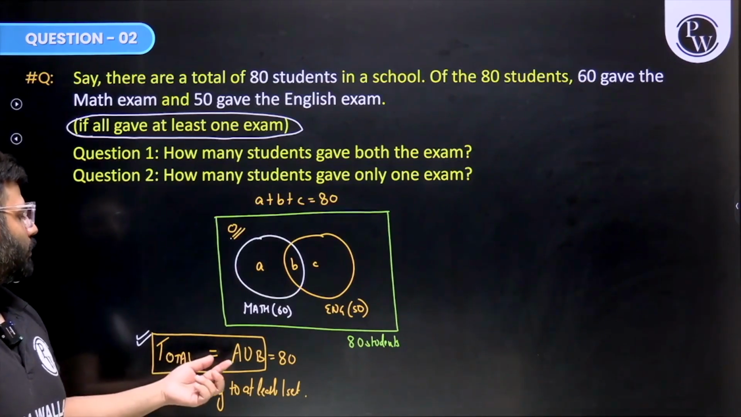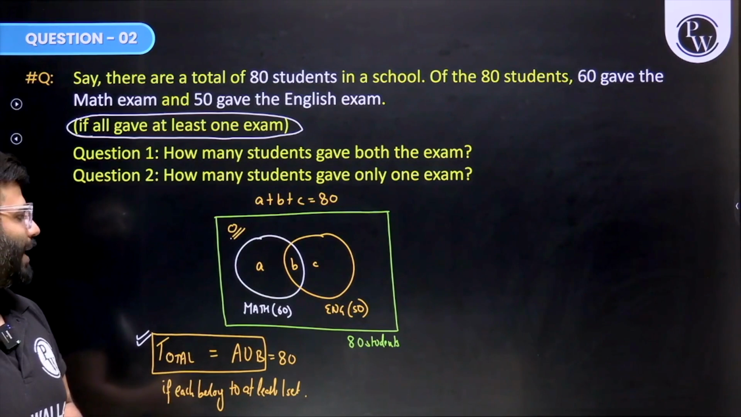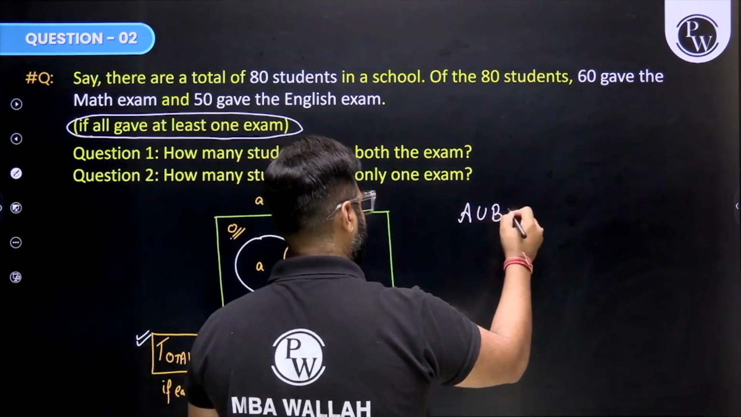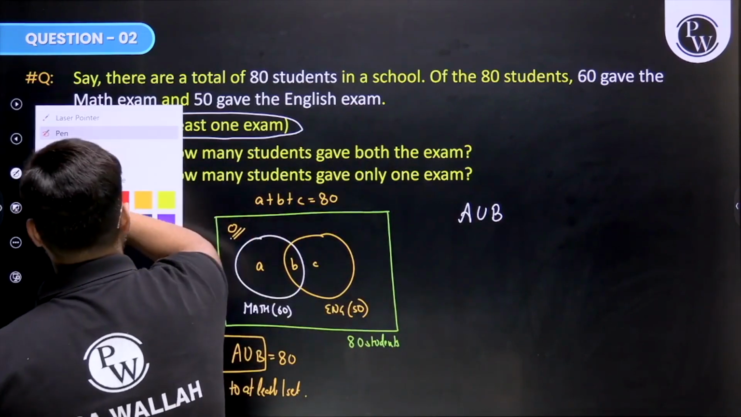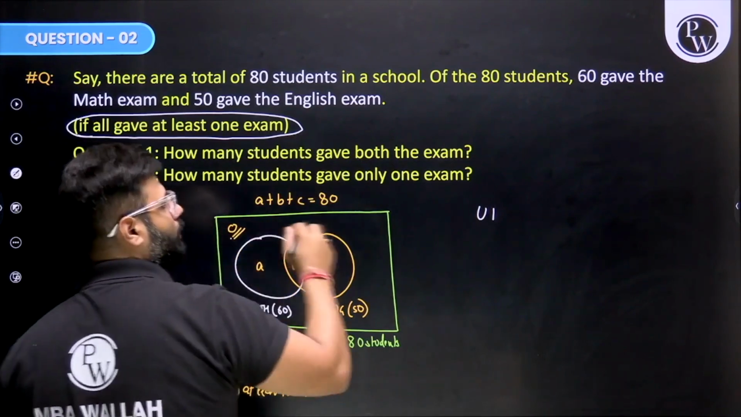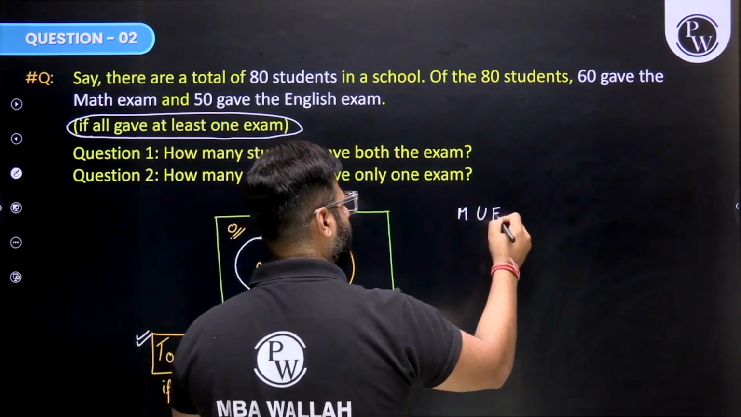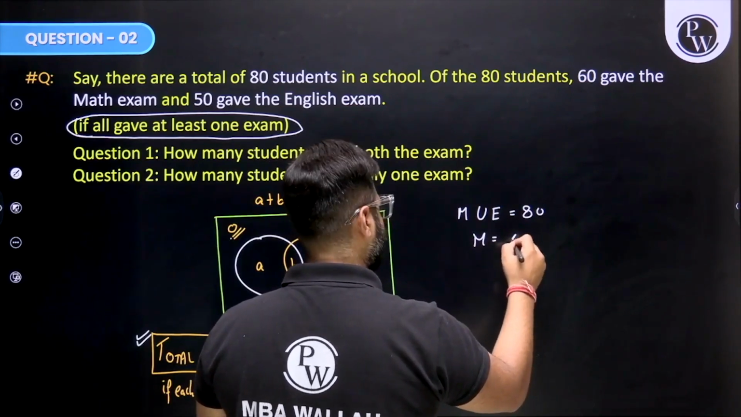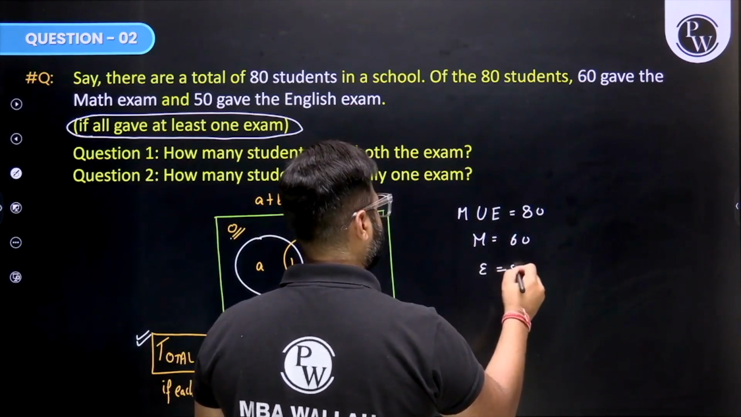So now guys, we know A union B, that's 80. Or rather, let's write it down: math union English, because we have math and English over here. So what we have is math union English, that's the total, which is 80. We know math is 60 and we know English is 50.